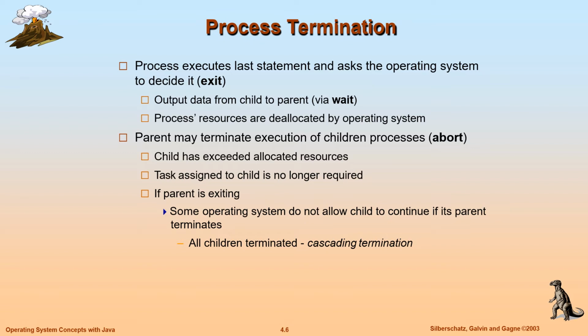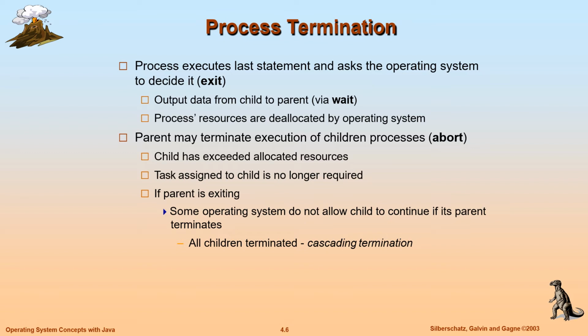Next we will see what cascading is. Some systems do not allow a child to exist if its parent has terminated. In such systems, if a process terminates either normally or abnormally, then all its children must also be terminated. This phenomenon is referred to as cascading termination. It is normally initiated by the operating system.